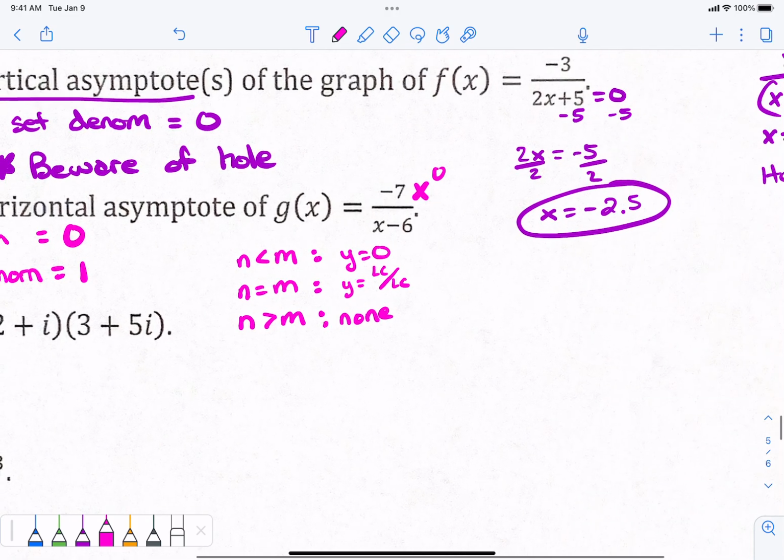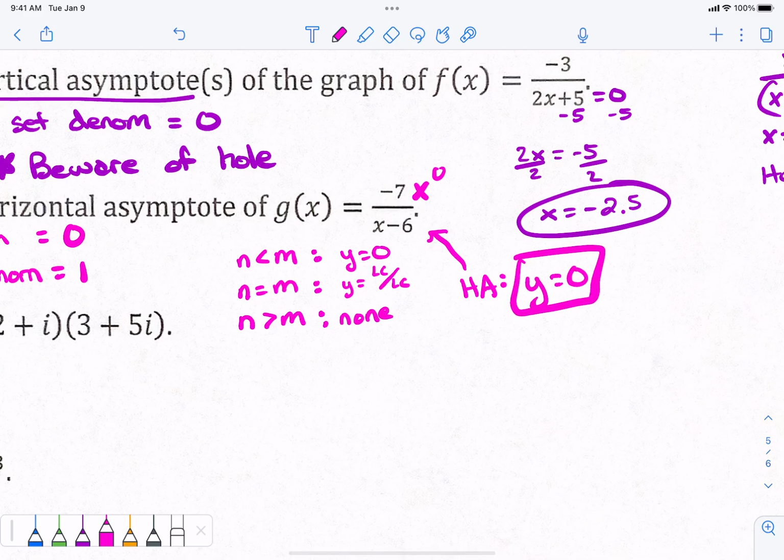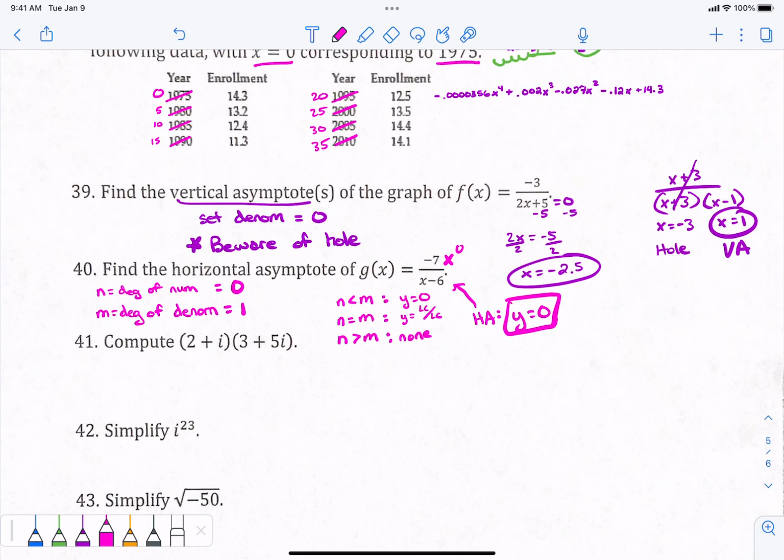So here, what's the HA here? 0. Y equals 0. Okay, that's the HA, the horizontal line at 0. Got it? Perfect. Okay, couple left.